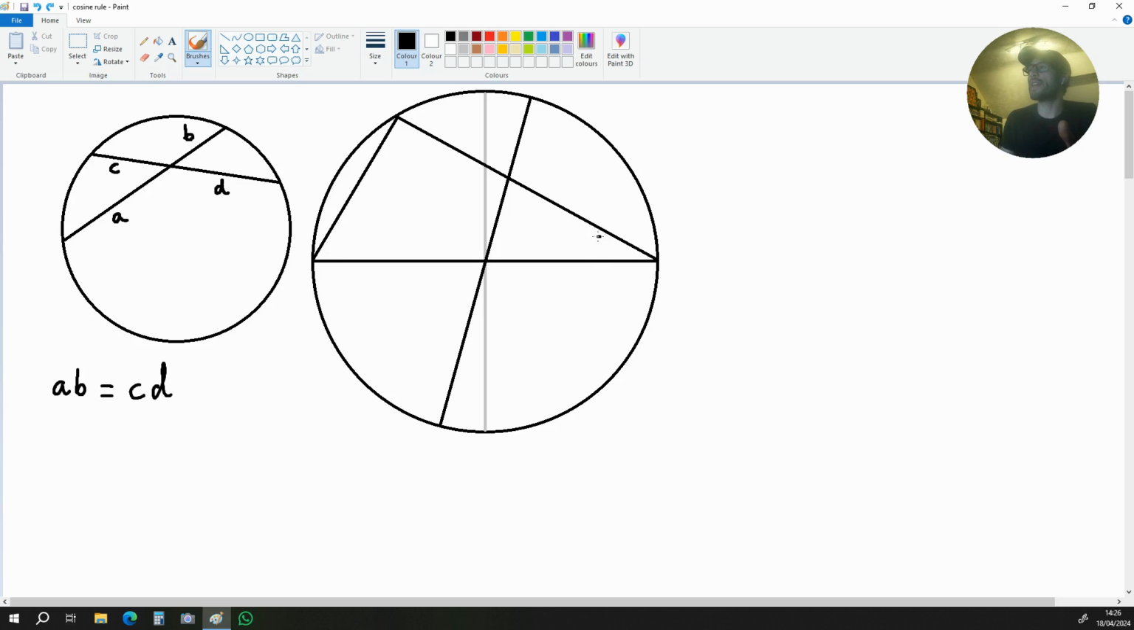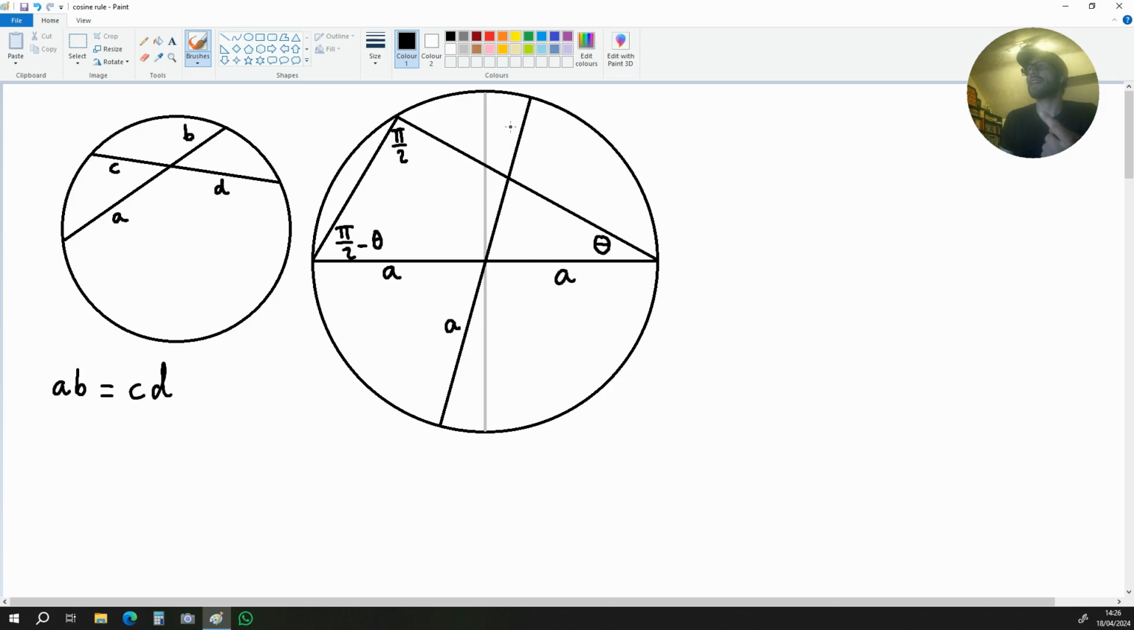This angle over here is going to be called theta. This angle over here is pi over 2 radians because it's 90 degrees. This angle over here is going to be pi over 2 minus theta. The radius of this circle is going to be called A. So it means this length over here is A. This length over here is A.